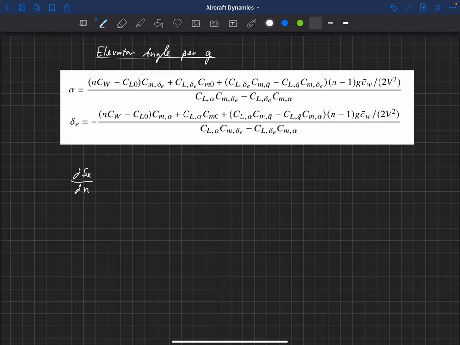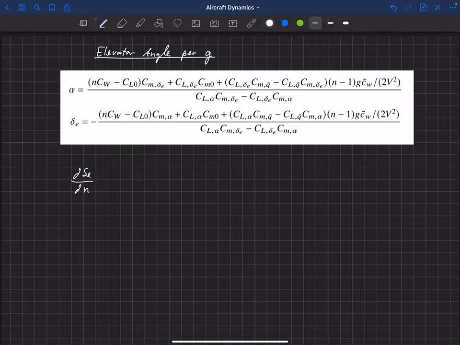So we can take the derivative of the elevator. What this is a measure of is how much elevator deflection is required in order to increase our G loading by 1 G, or our load factor by 1, okay? And so we can just take the derivative here of delta E. It's a function of our load factor N. So N shows up in two places here.